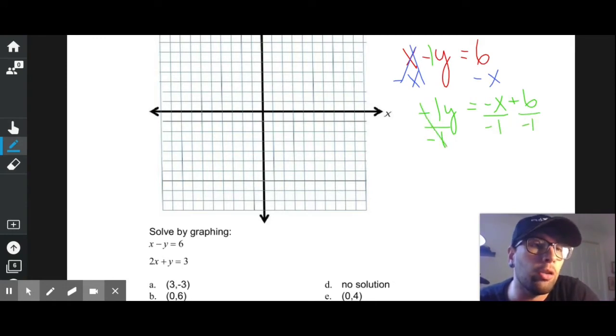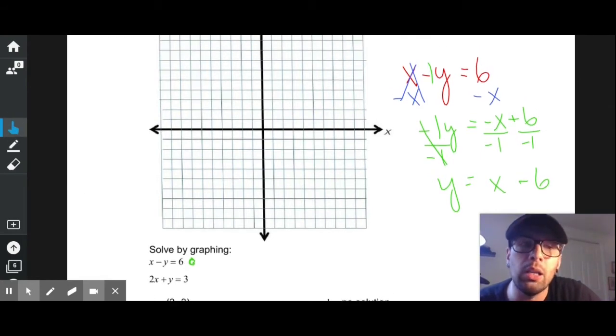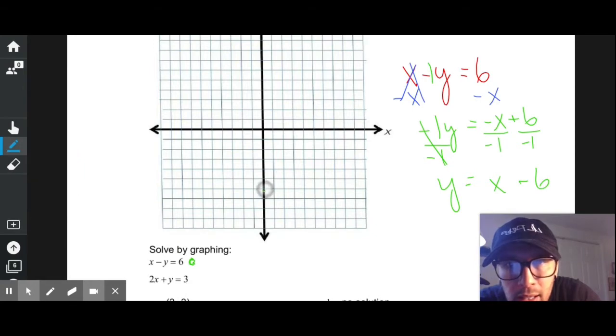Divide by negative 1, cross out, and y is going to equal negative x over negative 1, which is regular 1x, or just x. 6 divided by negative 1 is minus 6. So I'm going to graph this guy in green. If I'm graphing y equals x minus 6 in green, I start out at negative 6, so 1, 2, 3, 4, 5, 6.